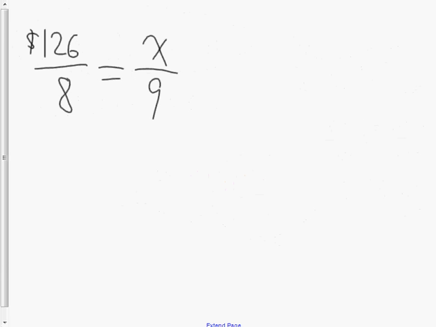And your last question, I think it's your last question. It's your last one? The second last question is the same as the other one, except it's easier, right? So this time I say $126 for 8 items is equal to what for 9 items?